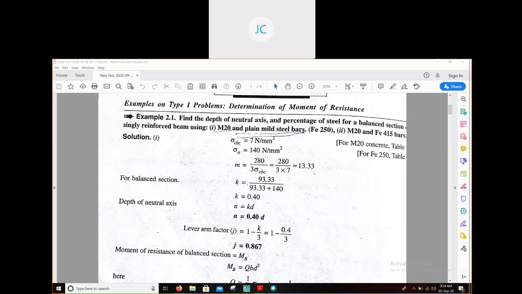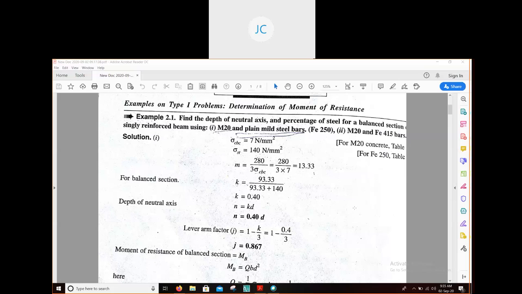Okay, so in the last class, I have given you the PDF. I have shared the PDF. So based on the last class, we will now go for numericals. As I told you in the last class, determination of moment of resistance is a very important topic. So we will start solving those problems.